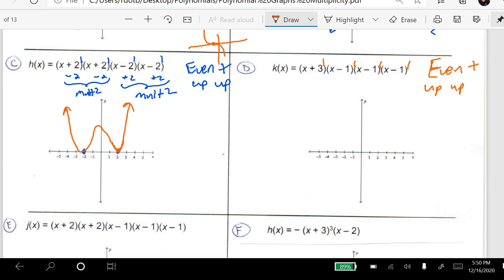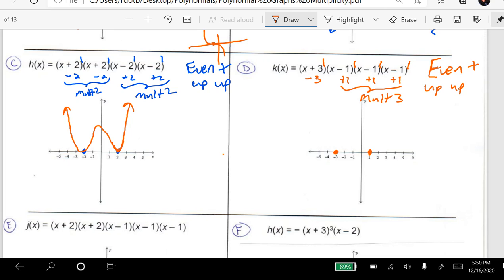For this one, my zeros are going to be -3 and +1. +1 has a multiplicity of 3. So here we go at +1, here we go at -3.